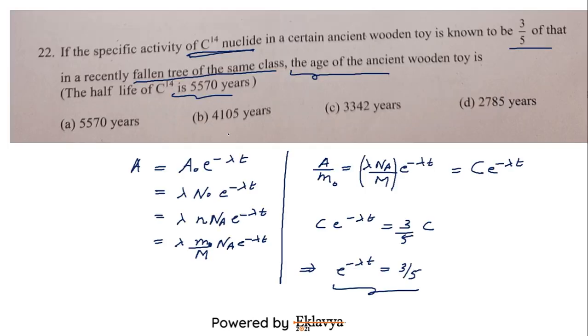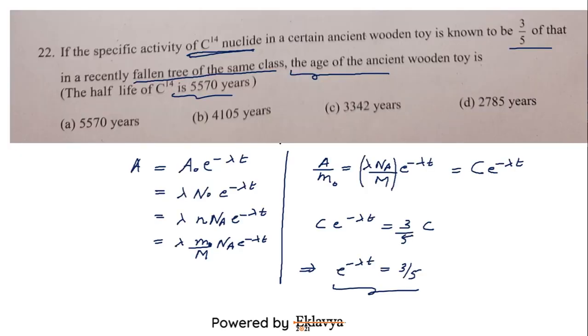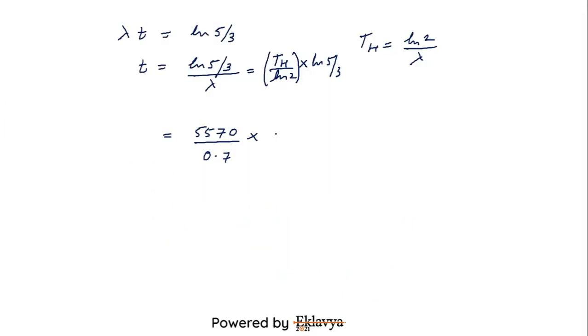T half is given to us as 5570. ln 2 is close to 0.7. Then ln 5 by 3, that we have to substitute by checking from the tables. Once we do that, once we substitute the values, we are going to get option B as the answer, which is 4105 years.